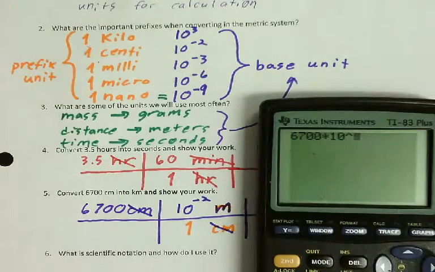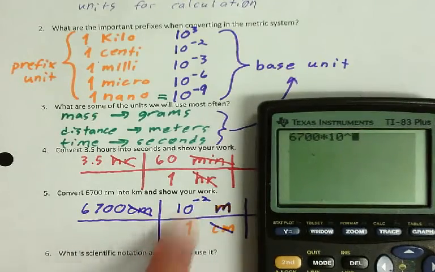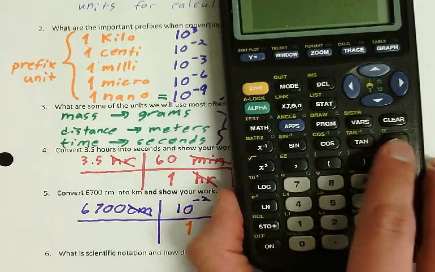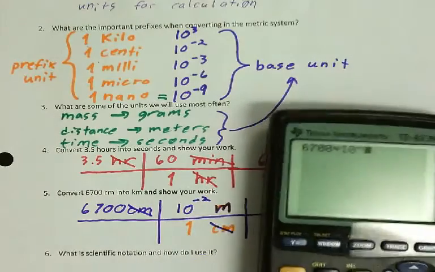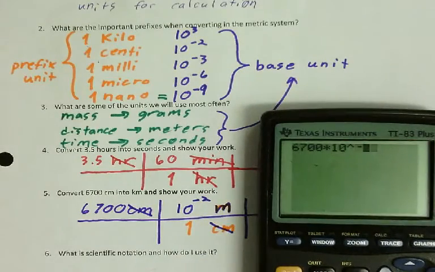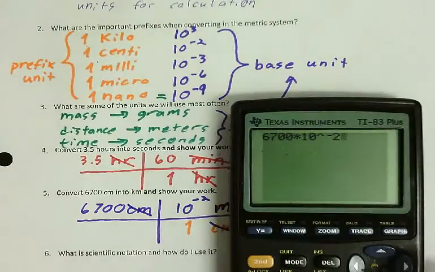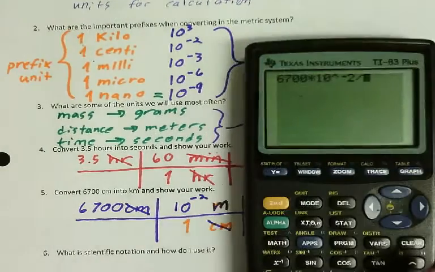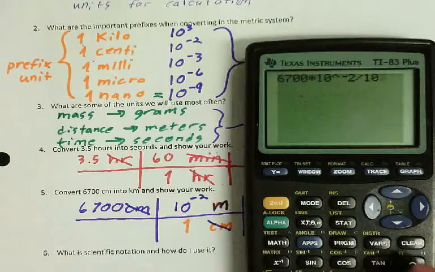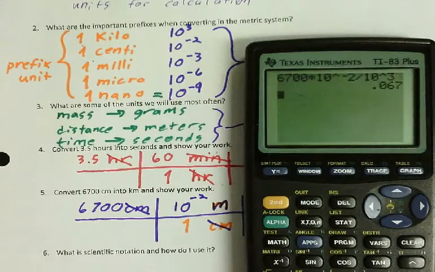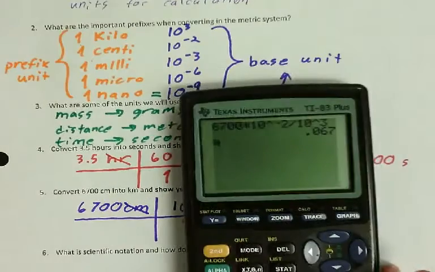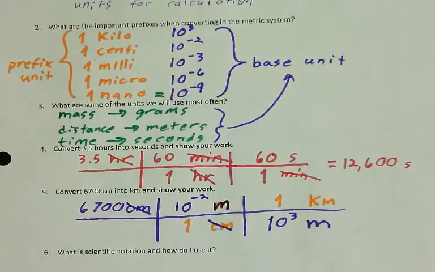Here's mine, though. This is 10 to the negative 2. I'm multiplying it by, so I wrote 10. Here's my power button for me, this guy. And now I put negative 2. I'm going to divide that by 10 to the 3rd. And there's my answer, 0.067.